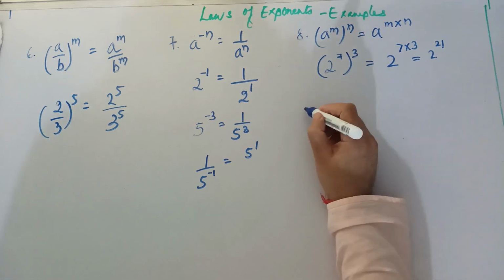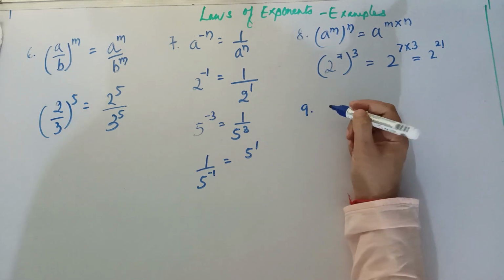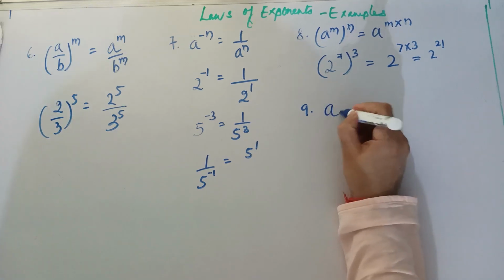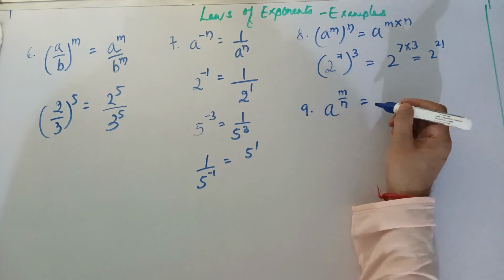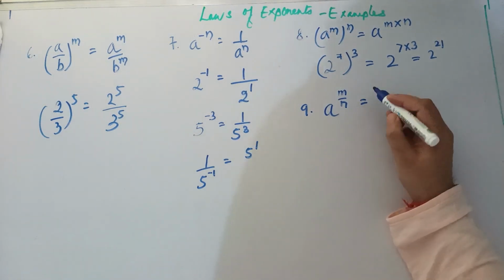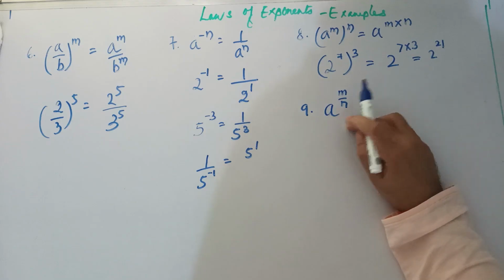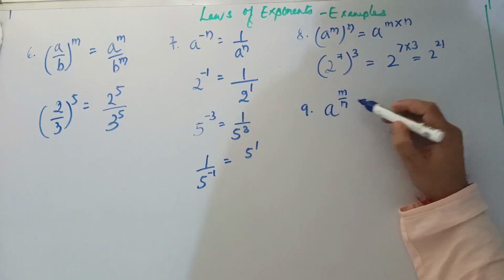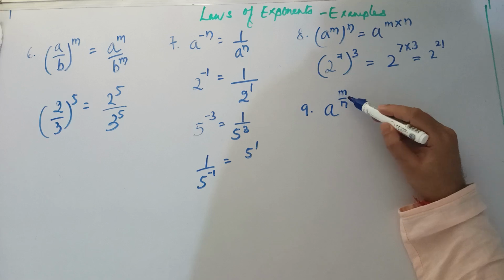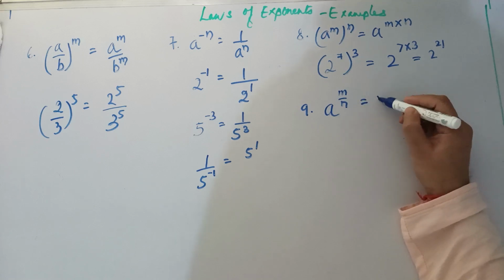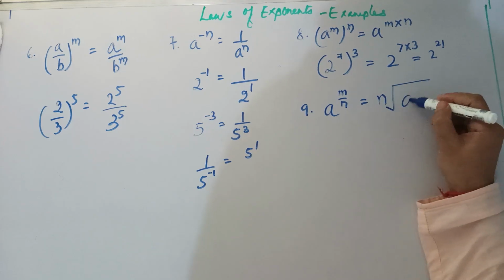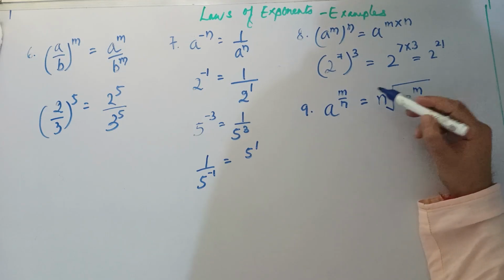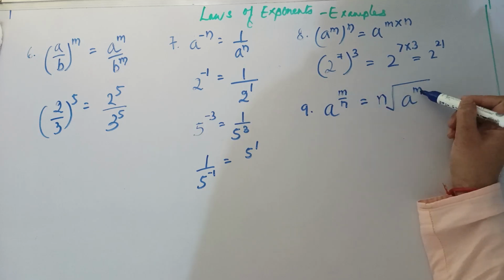Now the ninth one. The ninth one is also important. The ninth one states that a raised to m upon n. Now this is important. Why? Because here you have to be careful of this m upon n fraction, because the power is in the form of a fraction. So now there is a numerator m and a denominator n. This denominator comes outside as the root, and for a raised to m, this m, the numerator, will come as the power inside the root. Okay.